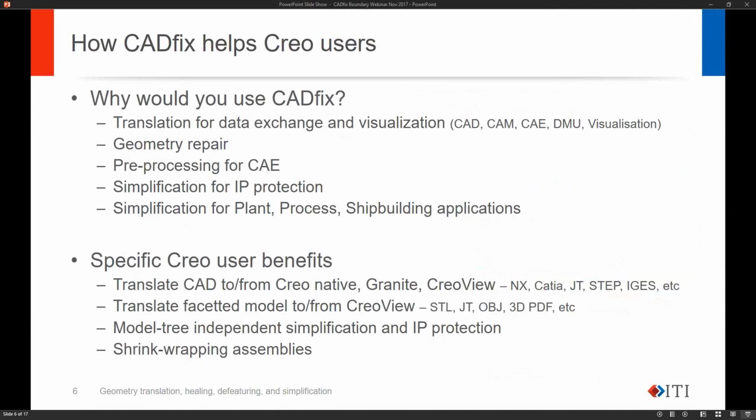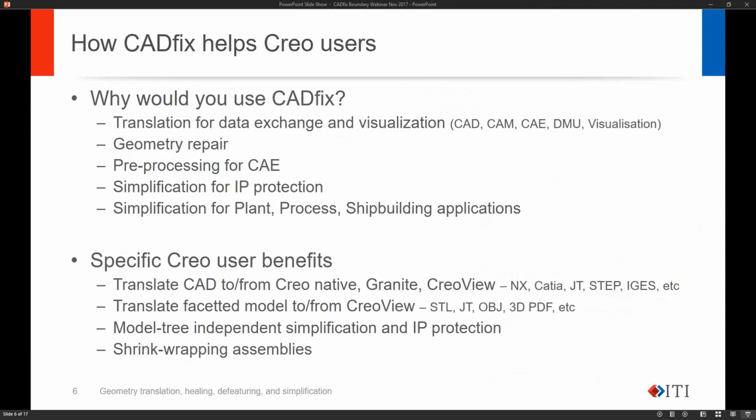And again, specifically for the Creo users, we have the ability to translate to and from native Creo files. So you can take NX files and put them straight into Creo, or you can export them out to something like Creo View. And we also have the ability to translate faceted models to and from Creo View. So this allows us to take in, again, faceted JT models, STL models, OBJ models, and PDF models, and then export them out to Creo View.